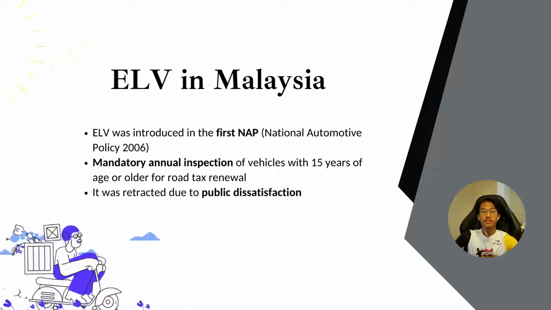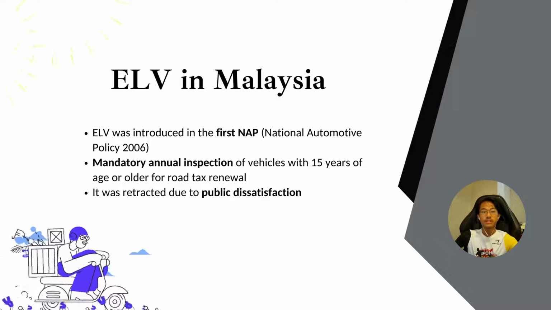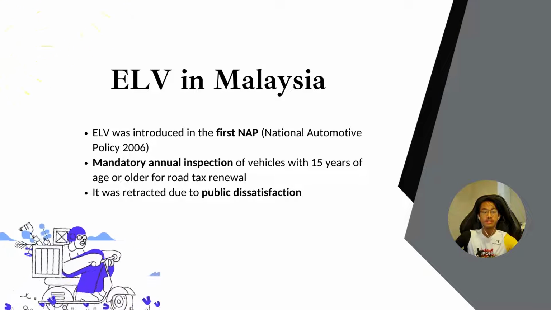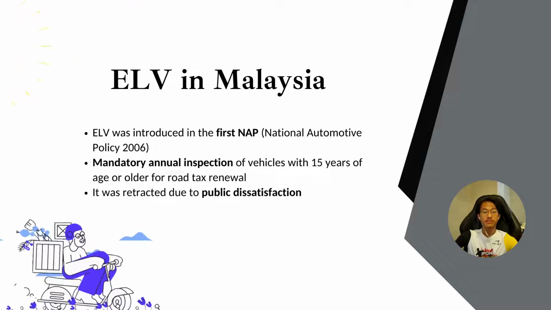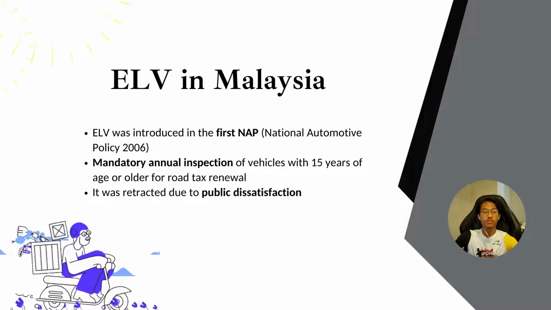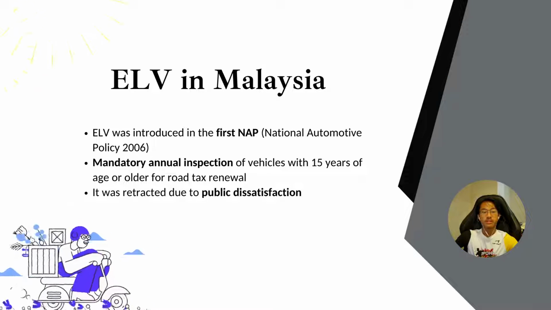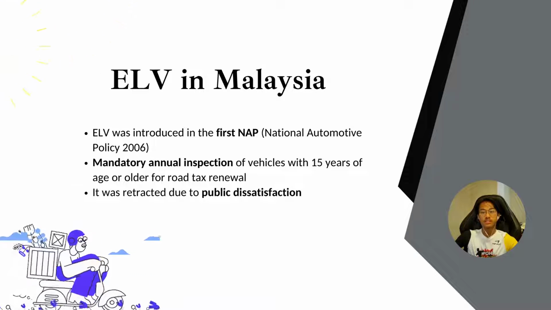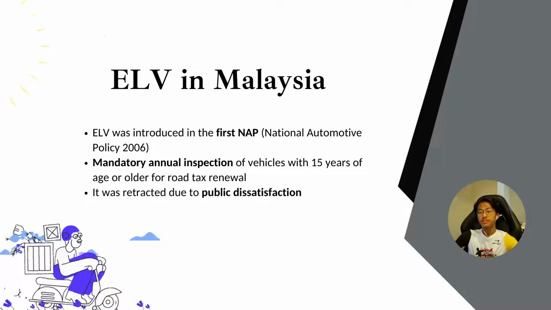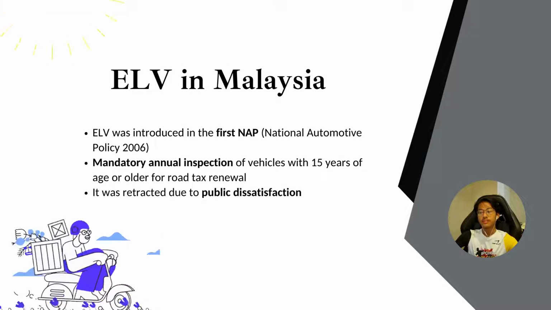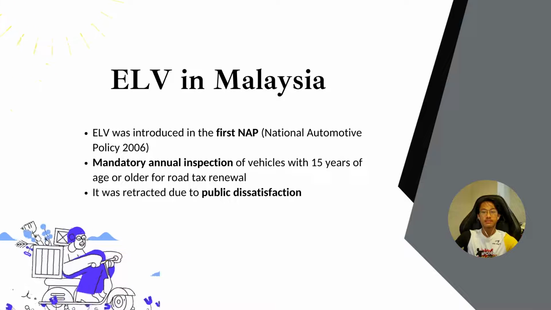Next, ELV in Malaysia. ELV was introduced in the first NAP, which is the National Automotive Policy, in 2006. In the policy, the ELV part is mandatory annual inspection of vehicles 15 years of age or older for road tax renewal. However, it was retracted due to public dissatisfaction, since there are many burdens such as more costs being needed. Therefore, the implementation of ELV in Malaysia needs to be carefully studied before it is implemented in order to ensure acceptance from the public.